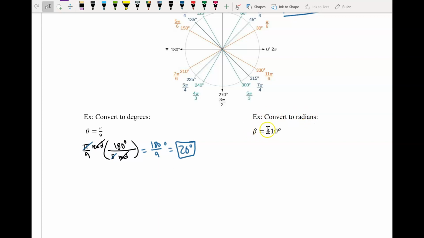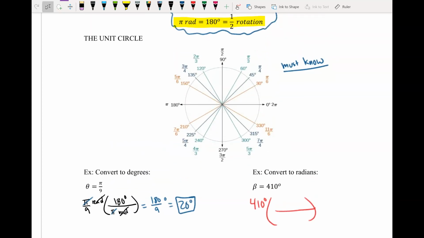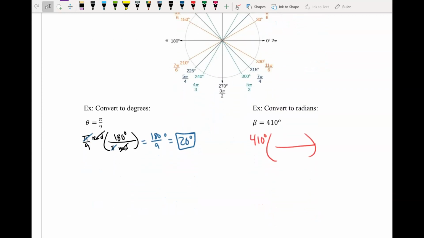So here we have beta is equal to 410 degrees. So we're going to take the 410 degrees and use the same conversion factor that we have above. So pi radians equals 180 degrees. So now we know that 180 degrees have to go on the bottom to be able to cancel out the degrees, and you have pi radians on the top. So the degrees basically cancel out. So we got 410 pi over 180, because now it's in radians.